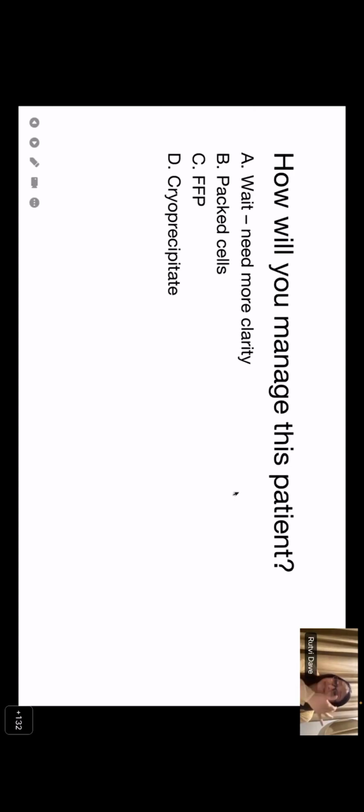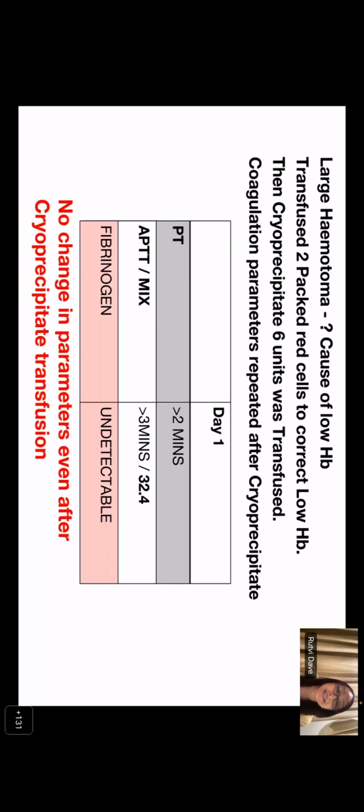We'll give clarity. Cryoprecipitate, ma'am. I think these answers are coming from the slides which I had already sent out, because the next slide is on cryoprecipitate. But do you think you have enough clarity on this? No, ma'am. You don't have, because it is not congenital afibrinogenemia. That is what we feel from the history. So the most logical thing is to get more clarity on this case.